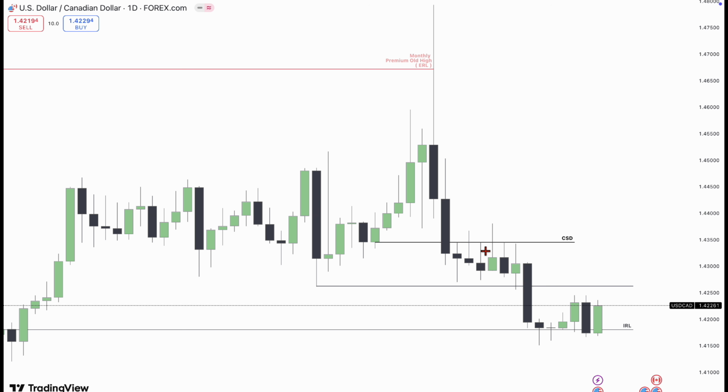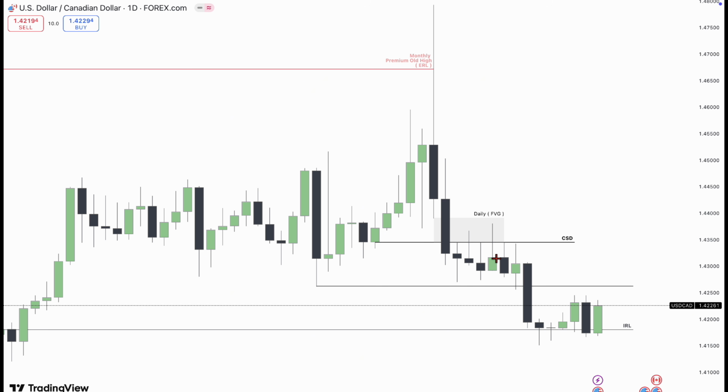Again, change in state of delivery. We ran an old monthly high, and SMT confirms change in state of delivery. So what are we going to do next? We need to align a daily key level with the weekly CSD. So over here we've got a daily fair value gap, which acts as internal range liquidity. And in this daily fair value gap, we need to look for a raid on external range. And remember, we are sellers for the whole entire weekly candle.